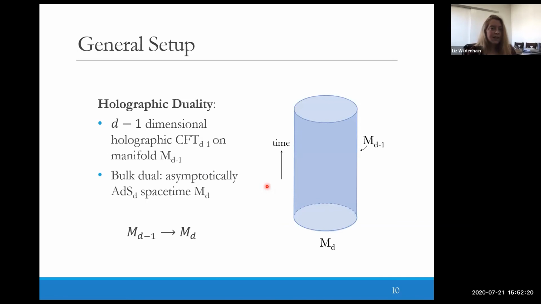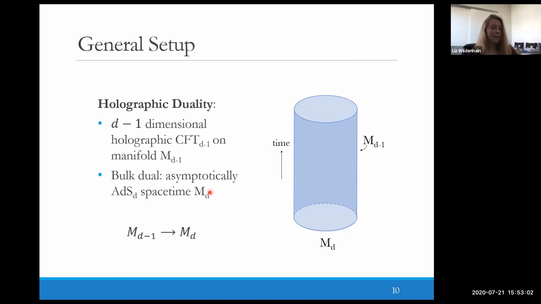So all three examples will require some similar basic setup. The basic holographic duality, just to explain our notation and how we're going to depict things, is a duality between a d-1 dimensional CFT defined on a manifold in d-1 dimensions. And that CFT has a bulk dual in d dimensions, which is an asymptotically AdS spacetime. And you'll notice that we're using d minus one dimensions and d dimensions for these two levels. That's because eventually we're going to add a third level of holography, which will be d plus one dimensions. So this is just for consistency with that.